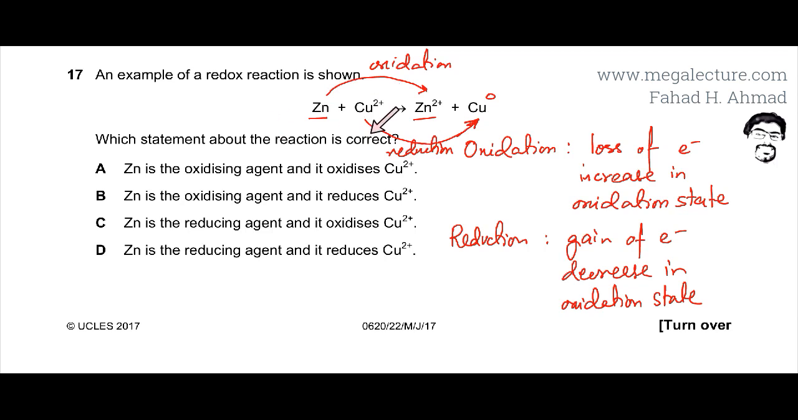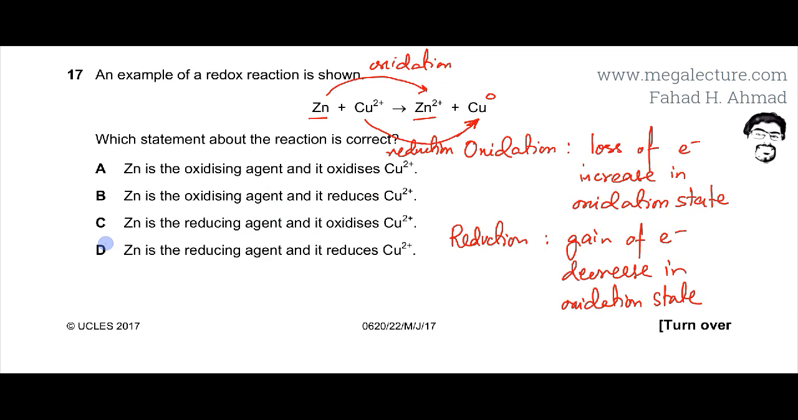Now, which statement about the reaction is correct? The first: zinc is the oxidizing agent and it oxidizes copper 2 plus. Zinc is not the oxidizing agent and copper 2 plus is not getting oxidized, it's getting reduced. So it's the reducing agent. Zinc is the oxidizing agent, wrong again. The third statement looks incorrect as well, because zinc is the reducing agent. That's correct because it's making copper 2 plus reduce. It's not oxidizing it. So the third statement is also incorrect.